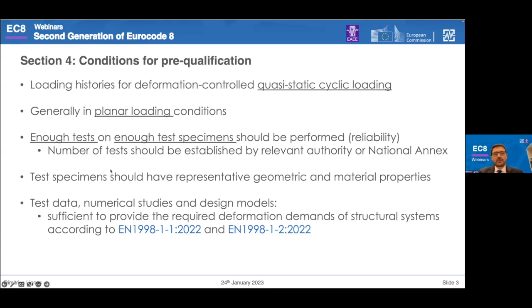Now, the actual test specimens should have representative geometric and material properties of those that we're going to see on site. And test data, as well as complementary numerical studies and design models, should be sufficient to provide the required deformation demands of structural systems according to Part 1.1, as well as the limits that have been established now in Part 1.2 for DC2 and DC3 behavior.